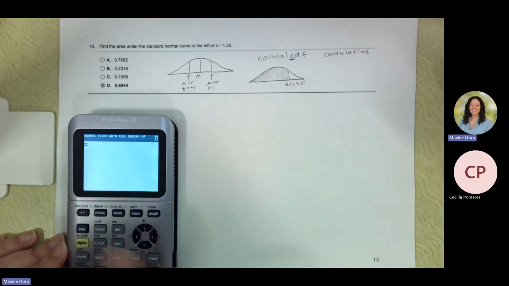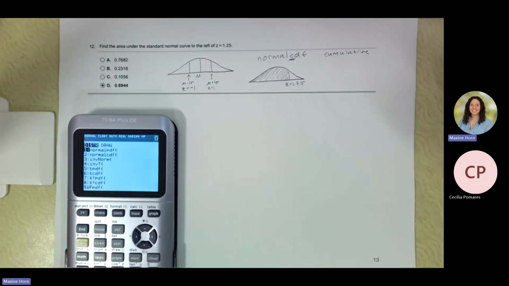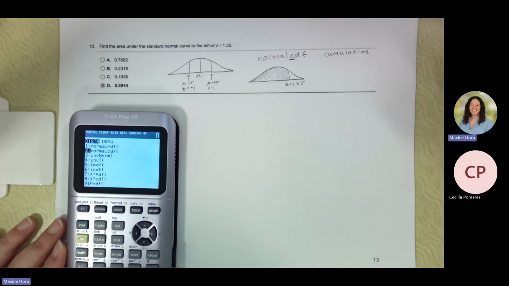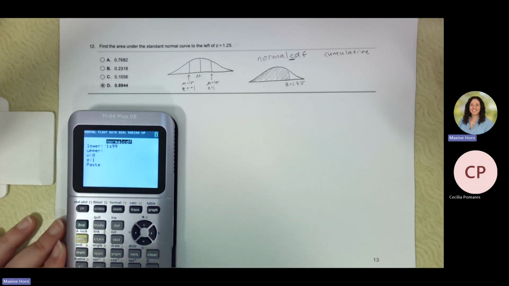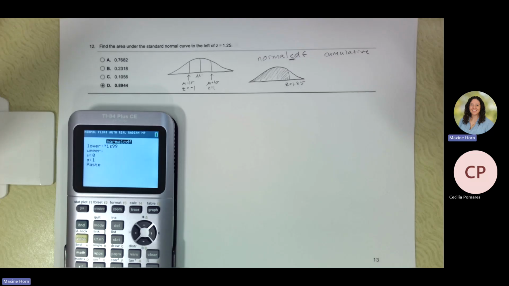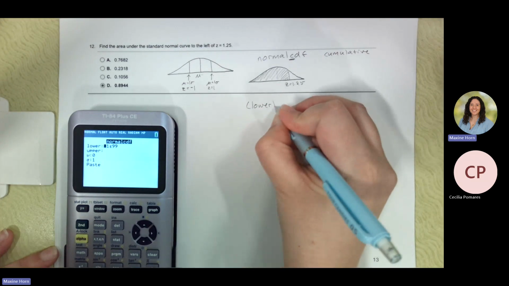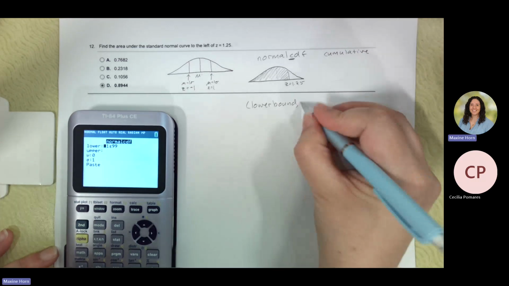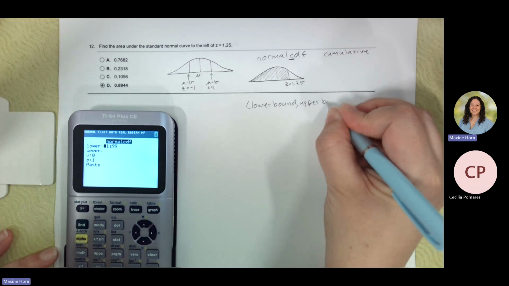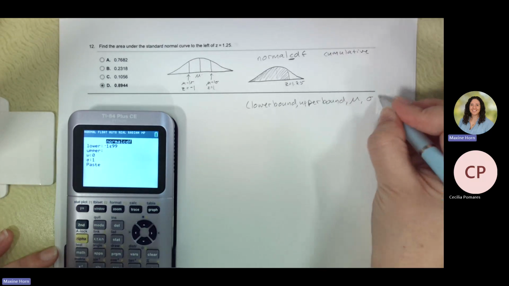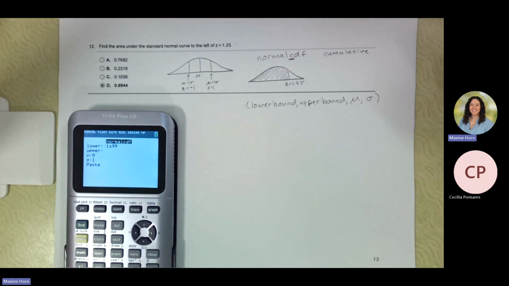So we're going to do second vars, the same menu that we've been in, and go down to number 2, or you can hit the number 2 and it will select normal CDF. Now if you have a calculator that prompts you for what goes in here, that's great. If you don't, then you need to know what goes in the parentheses. The first number is your lower bound. The second number is your upper bound. The third number is your mean, and the fourth number is your standard deviation.